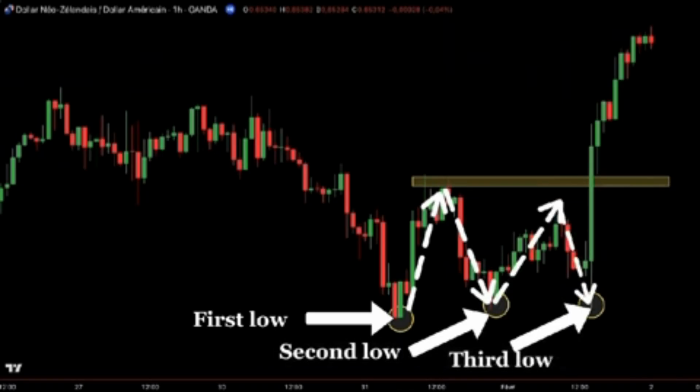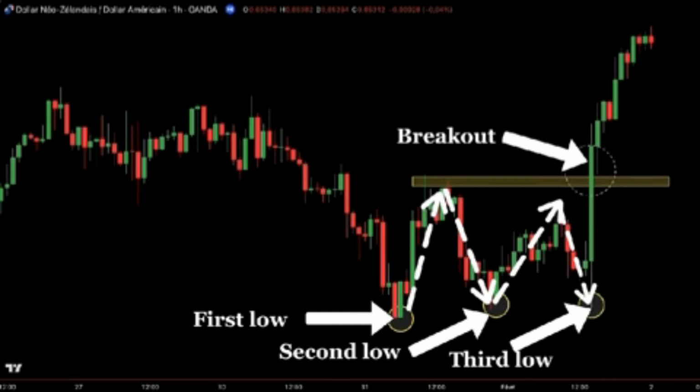Once price breaks above the high between the three lows, the pattern is confirmed and an uptrend is likely to follow. A triple bottom is most effective when it forms at a strong support level after a clear downtrend. It signals that sellers have exhausted their strength and buyers are ready to push the market higher.